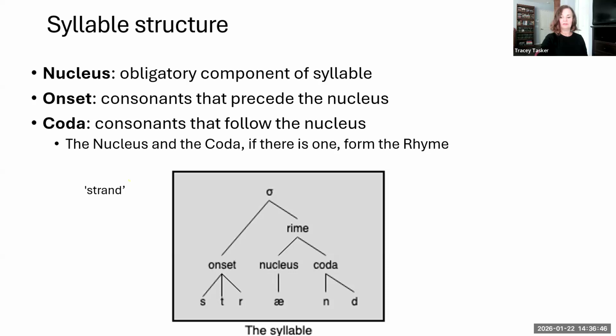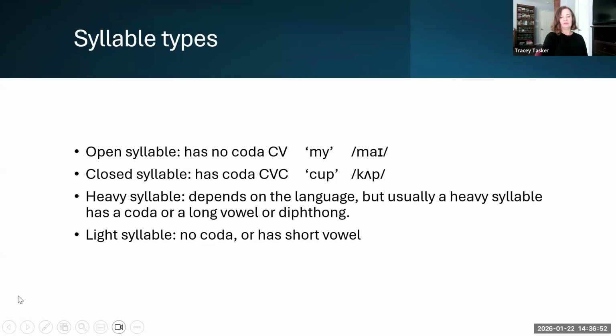I apologize that my PowerPoint is not moving. As I said, an open syllable has no consonant following the vowel, so no coda. An example here is a consonant-vowel shape, like my. In this case, the Y is operating as a vowel, not a consonant. There is no coda. If it's a closed syllable, then we have to have a consonant following the vowel.